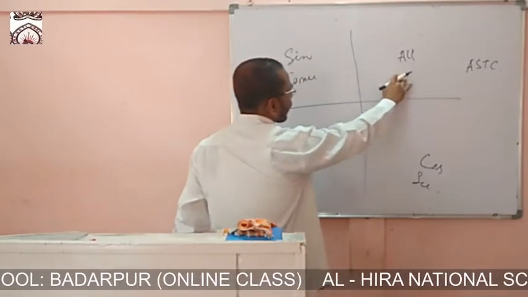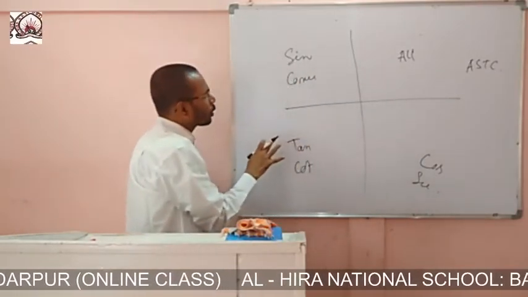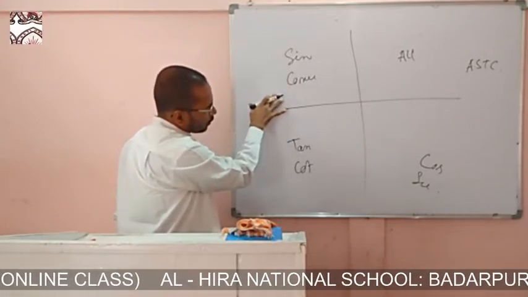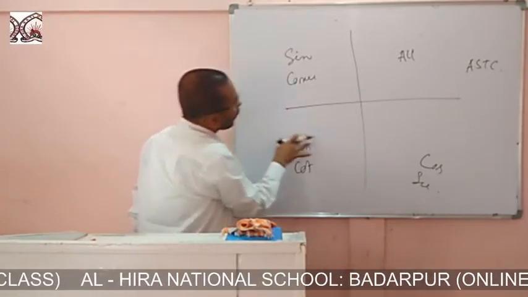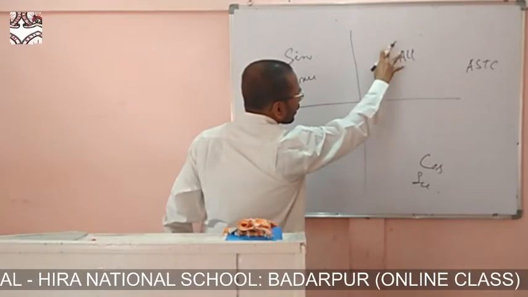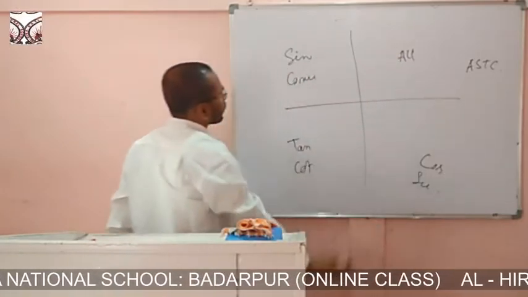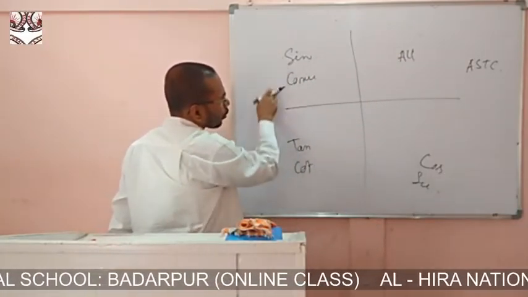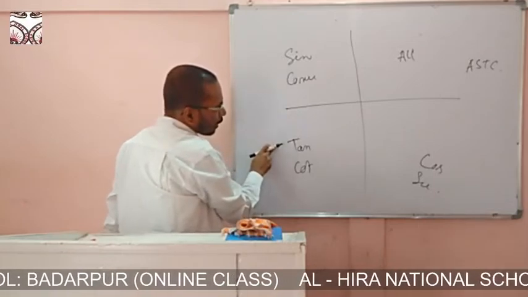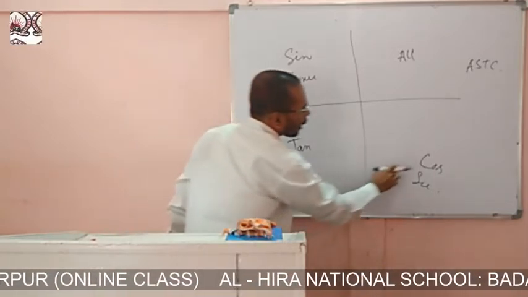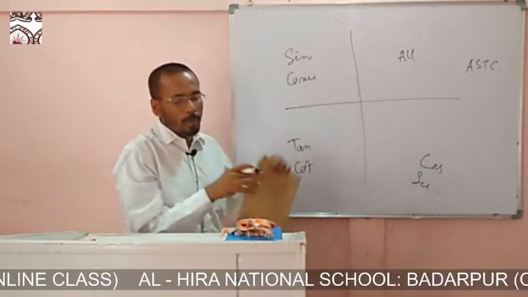In these quadrants there are 6 trigonometric ratios: sine, cosec and so on. In the first quadrant all are positive. In the second quadrant sine and cosec are positive. In the third quadrant tan and cot will be positive, and in the fourth quadrant cos and sec will be positive.